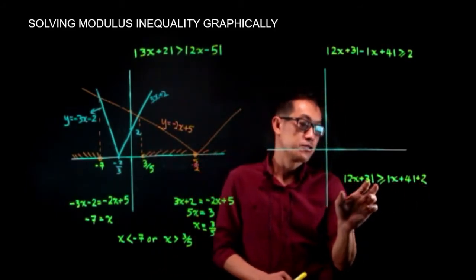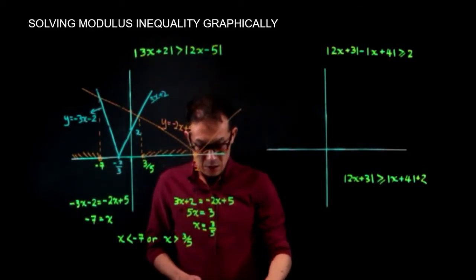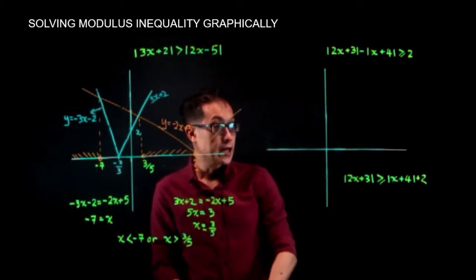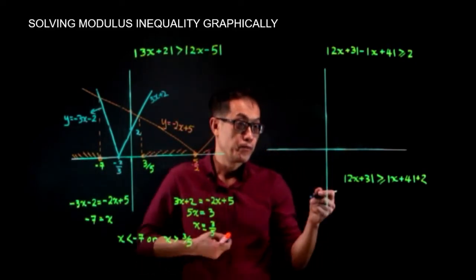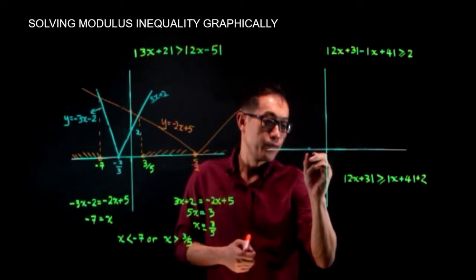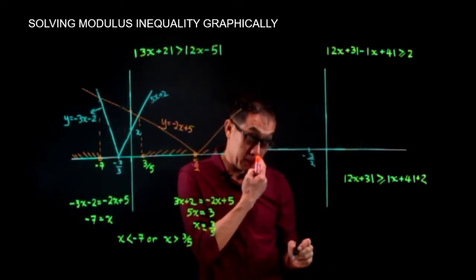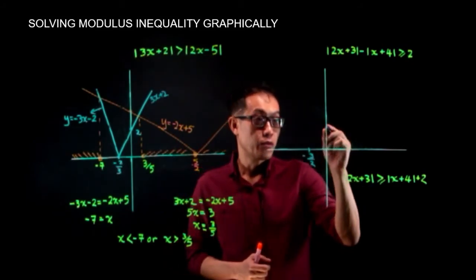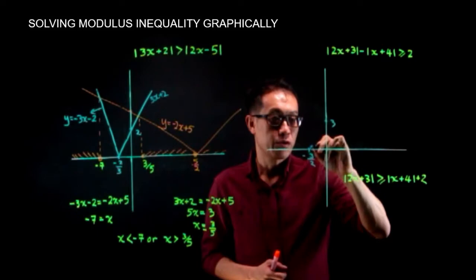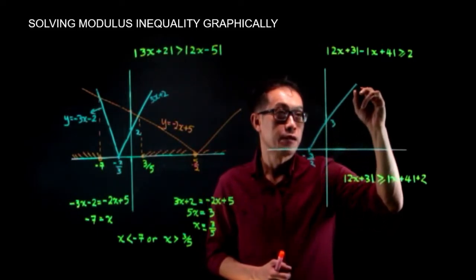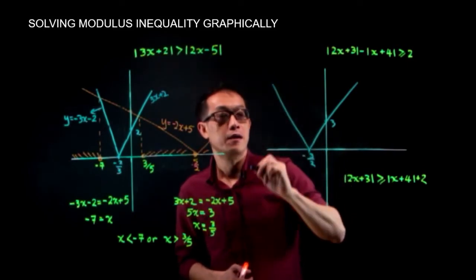This one first. Let's draw the one on the left. Now 2x plus 3. So it cuts the x-axis at minus 3 over 2 and the y-axis at 3. So your graph will look something like that. Okay?